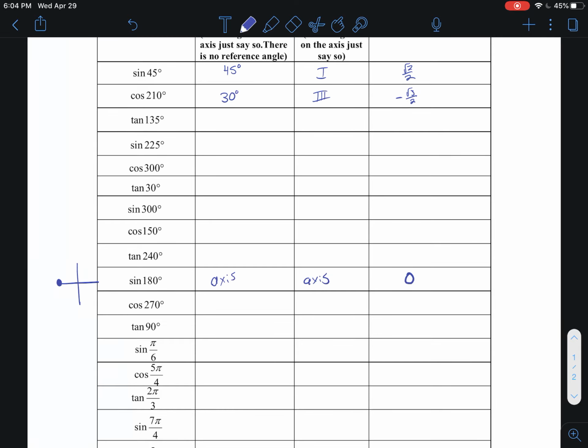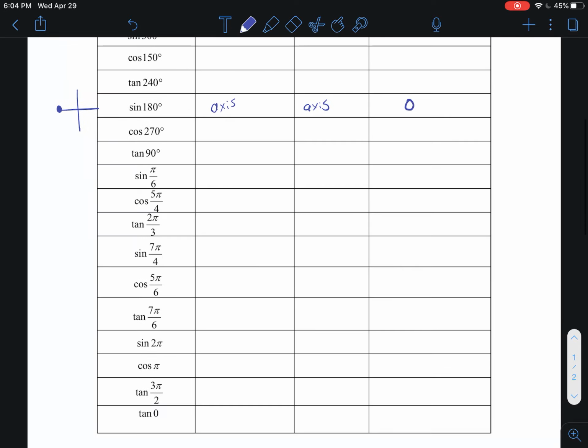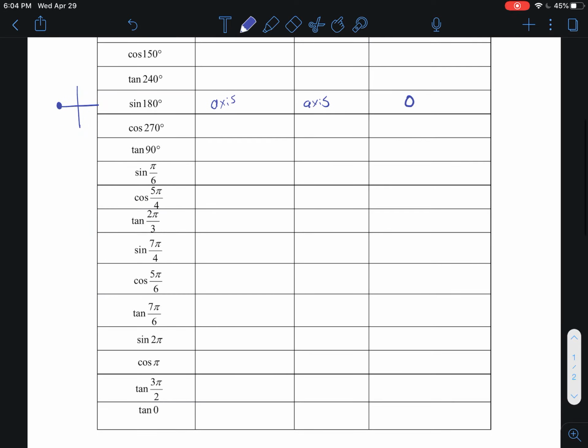So if something ends up being on an axis, that's kind of how you would write it. There's no reference angle, just say it's on an axis. There's no quadrant, just say it's on an axis, okay? Things like that. So those were a couple examples in degrees. Let's take a look at a couple examples in radians.